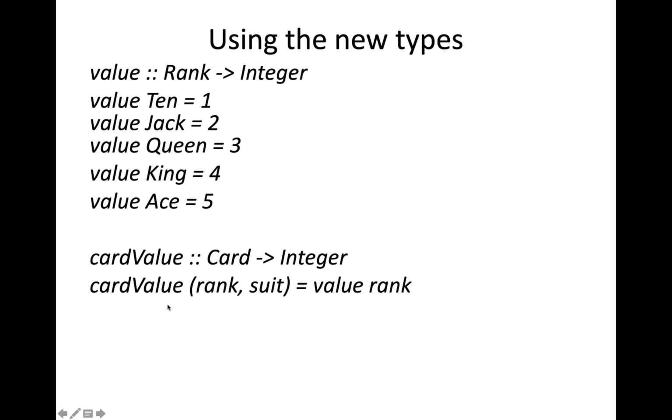Okay, so now to show an example usage of this function, cardValue (Jack, Hearts), so this is one card, right? Because there is a rank and there is a suit. Now what will be the value of this? It will be just same as the value of Jack, and value of Jack is 2, right? So this should just return 2. Okay.